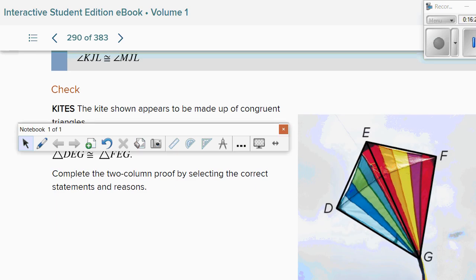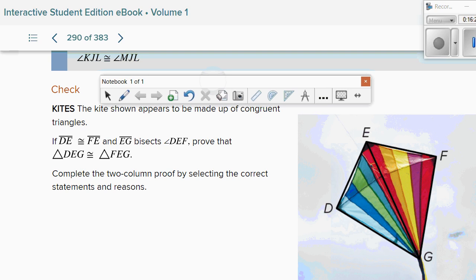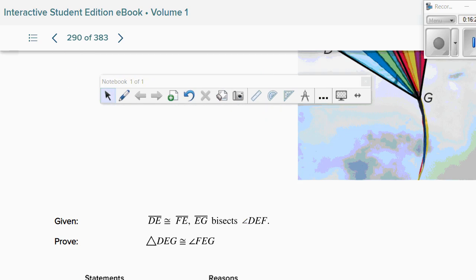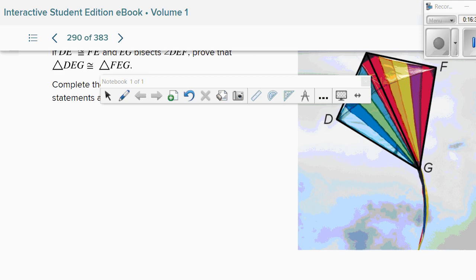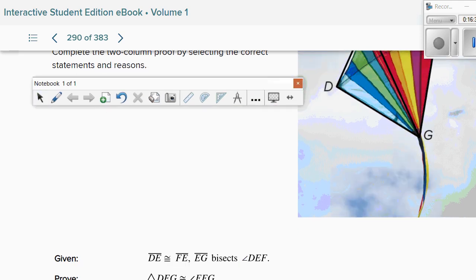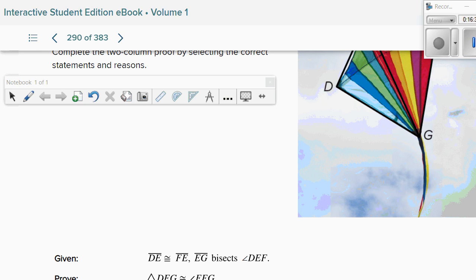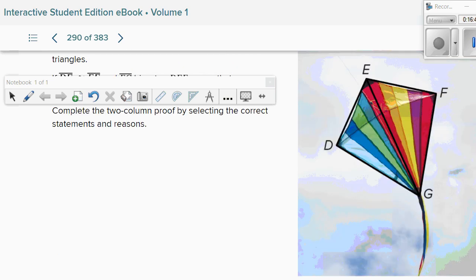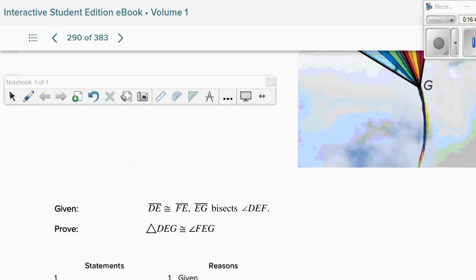Okay. If we take a look at this one, they want us to do a 2-column proof here. Okay. And we're going to be able to kind of use these a little bit. I wish they were closer together, but they're not. So I'm just going to sketch it over here for myself so I can see it all.